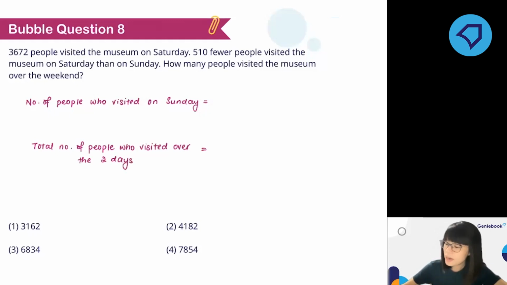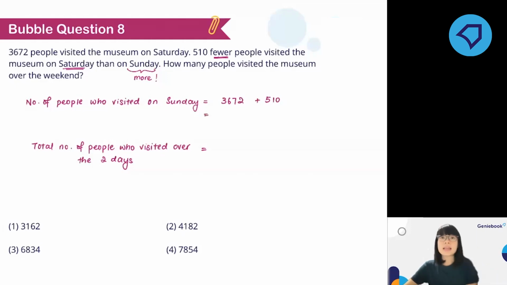Okay, all right, so first we need to find Sunday, correct? Now, fewer people visited the museum on Saturday than on Sunday. That means Sunday must have more, right? Sunday must have more, so we need to do our addition. So we're going to plus 510, and that will give you 4,182. But that's not the final answer because that is only Sunday.